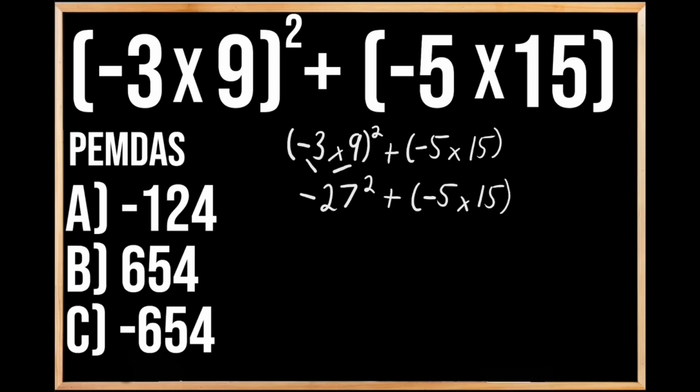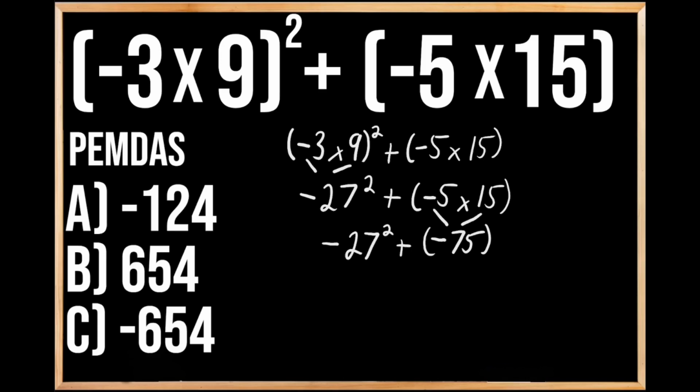Since we still have to solve within a parentheses, we're going to work through our second parentheses. We're going to be multiplying -5 times 15, which we know is going to give us -75. So we're going to bring that -75 down, and then bring down the rest of this problem. So we have -27 squared plus -75. Since we don't have anything else to solve within parentheses, we're going to move on to our next priority of E, which stands for exponents.